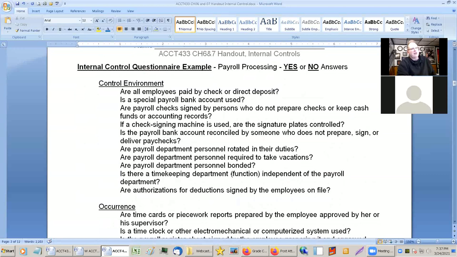And these are nice in that anyone can do it. You can hand anyone on the audit staff an internal control questionnaire and say, okay, here is the internal control questionnaire, go in there. There's the assistant controller, and go through this internal control questionnaire with the assistant controller. And there are yes, no questions, basically. You know, are all employees paid by check or direct deposit?